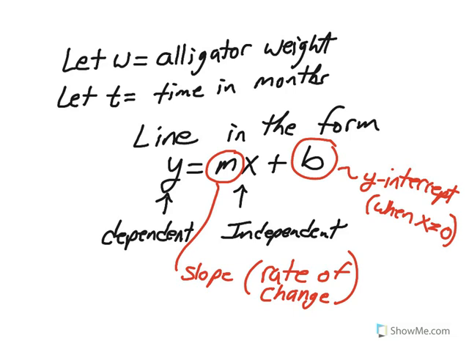So let's start pulling some of these ideas together. We're going to let W equal the alligator weight. We're going to let T equal time in months. We're going to look at a line in the form of y equals mx plus b. Y is the dependent variable. X is the independent variable. M is the slope, also known as the rate of change. For each alligator, there is a different rate of change. Alligator 1 has a rate of change of 1.5. Alligator 2 has a rate of change of 1.